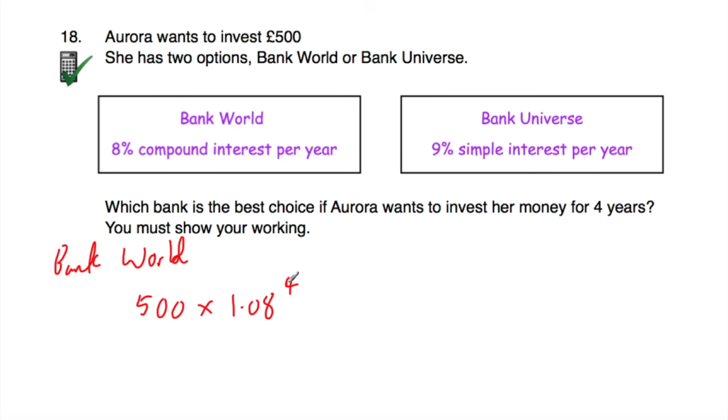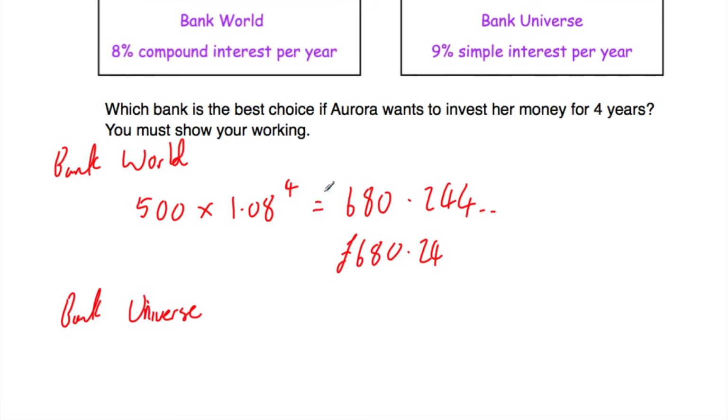And then if we work that out, let me get my calculator, 500 multiplied by 1.08 to the power of 4, that's equal to 680.244 and so on. So to the nearest penny, that'll be £680 and 24p. Okay, now let's have a look at Bank Universe.